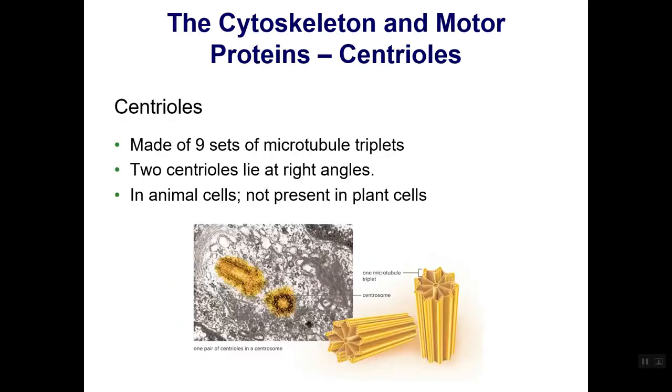All right, next, centrioles. They are made up of 9 sets of these microtubules in triplets. So you can see triplet microtubules here, there, there, there. And if you count them all up, there's 9. 2 of them lie in the center at right angles. And these are found in animal cells, but they're not in plant cells. They're involved in the process of mitosis, and we'll get to that in another chapter. But it's essentially division of chromosomes during cellular duplication.